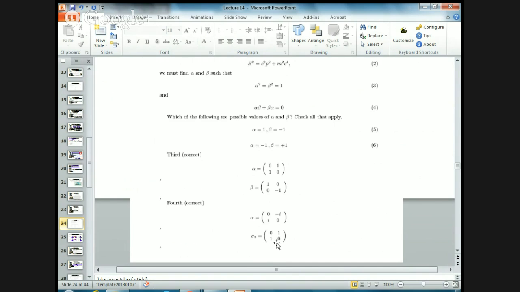and beta is the, there's a misprint, darn it. Beta is the conventional sigma x.